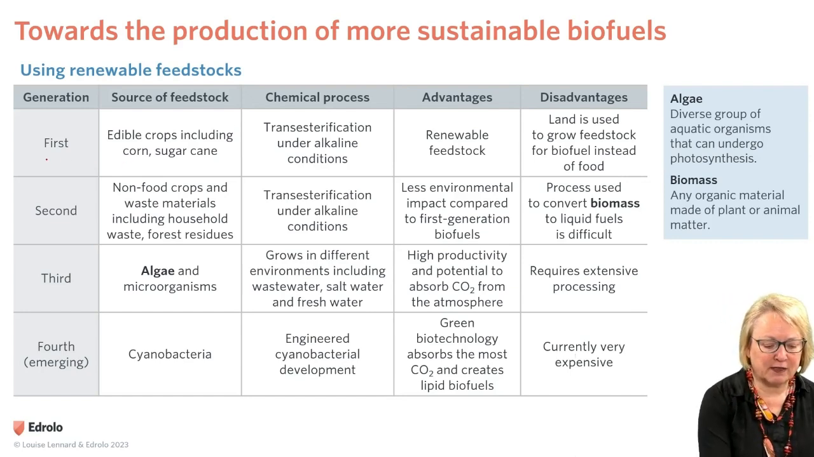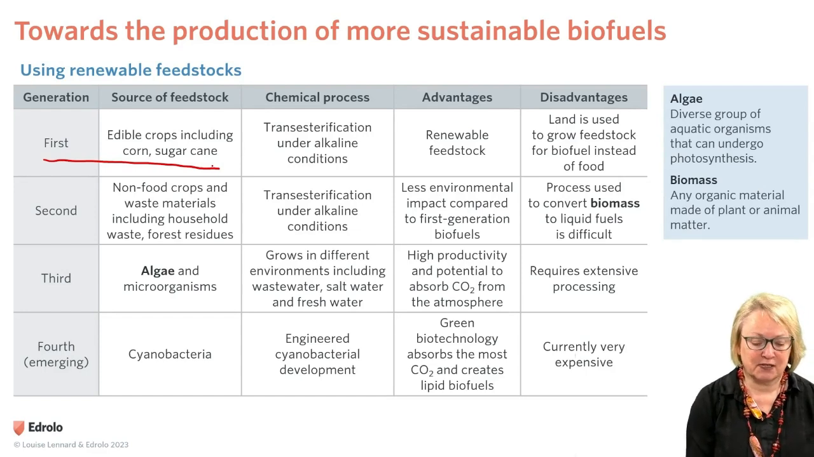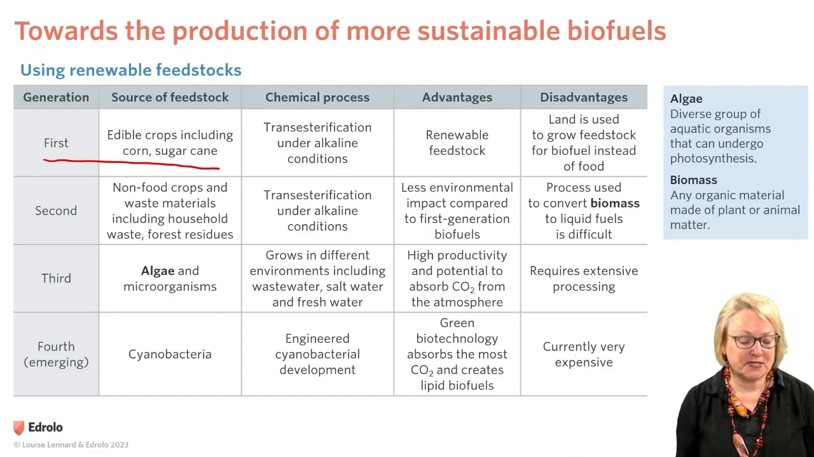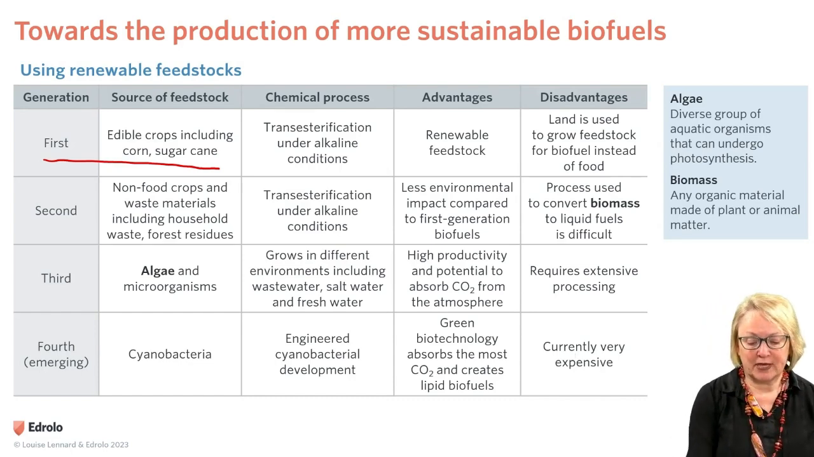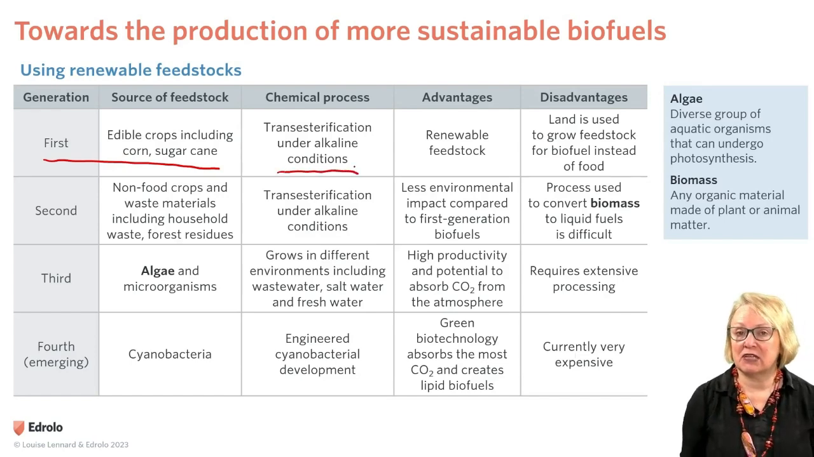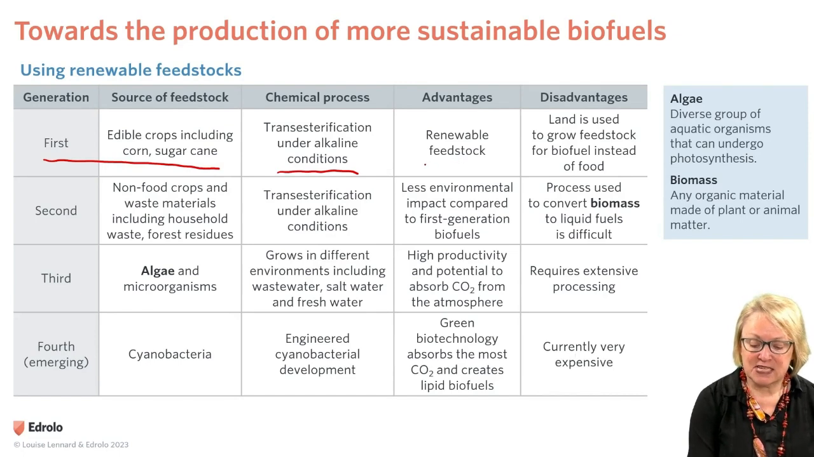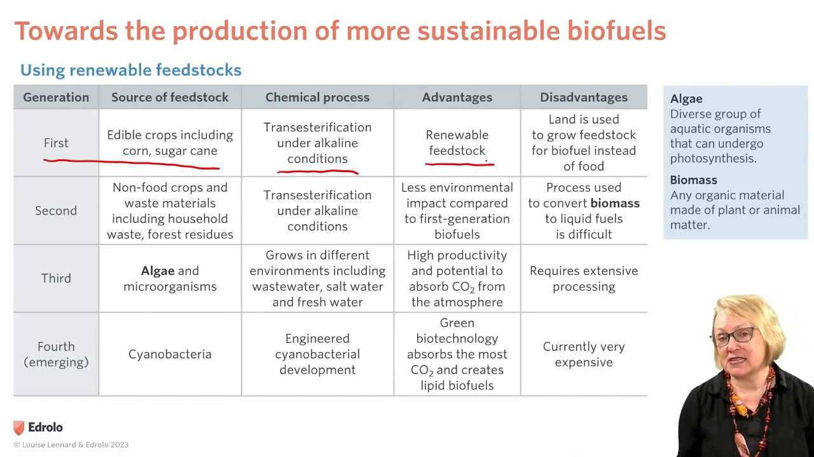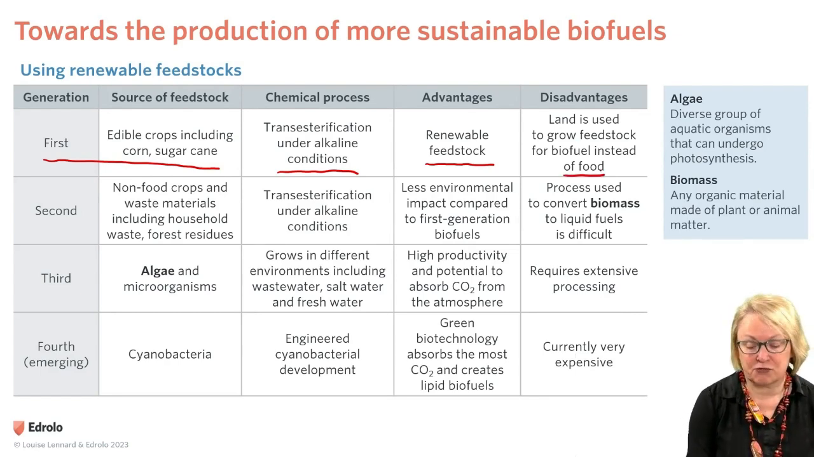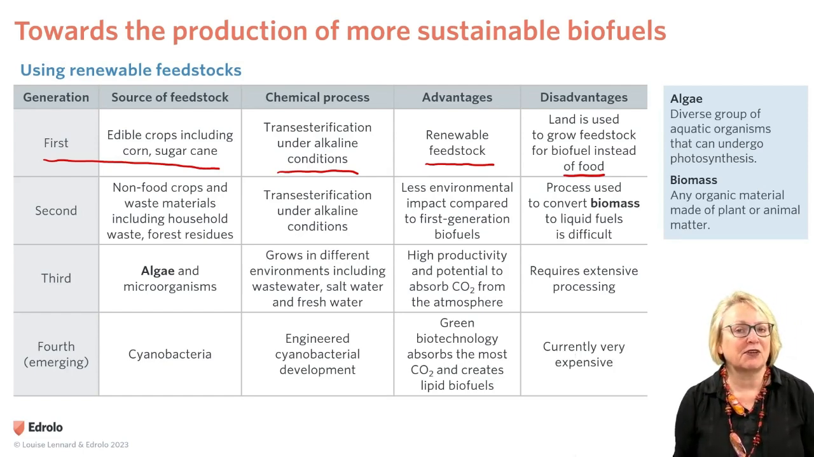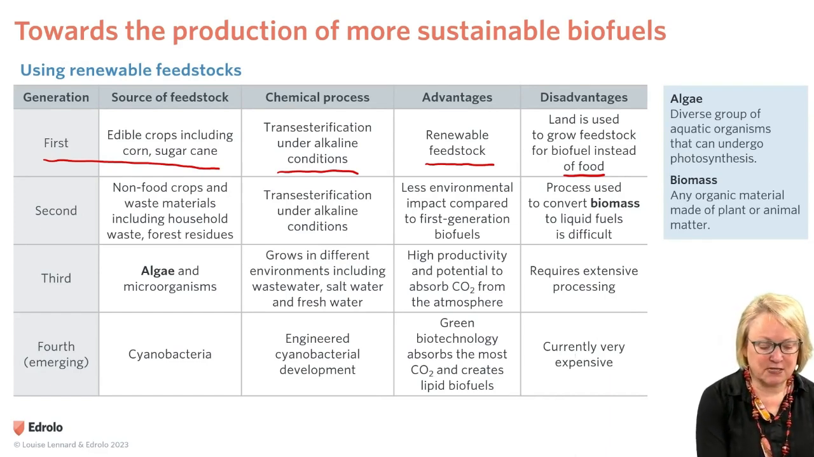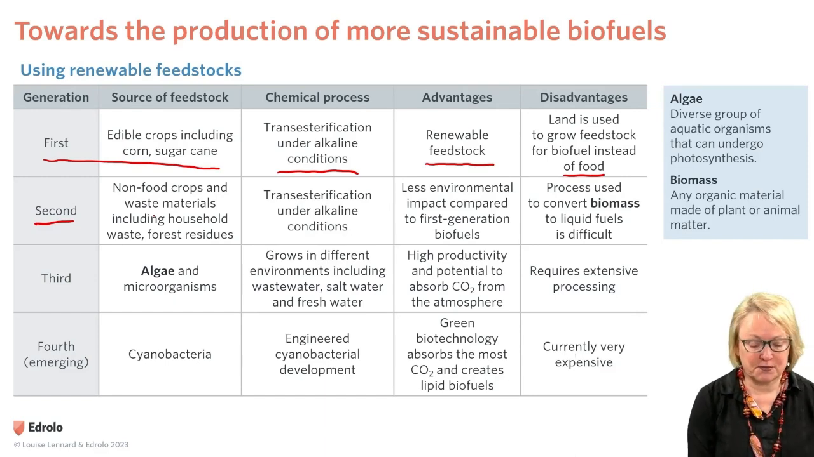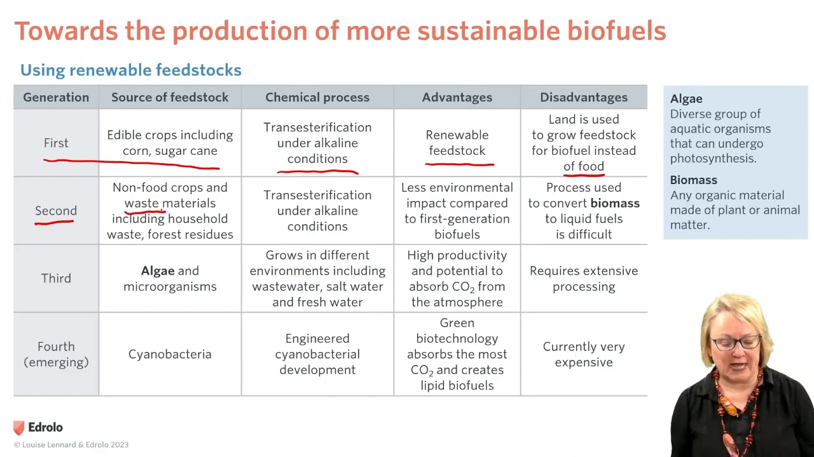Currently we're in the first generation and second generation. The first generation uses edible crops such as corn and sugarcane, for example, to make polylactic acid. We can have trans-esterification under alkaline conditions. The advantage is it's a renewable feedstock, but a disadvantage is that the land that's used to grow the feedstock could instead be used to grow food, which is a problem when we don't have enough food to feed everyone on the planet.